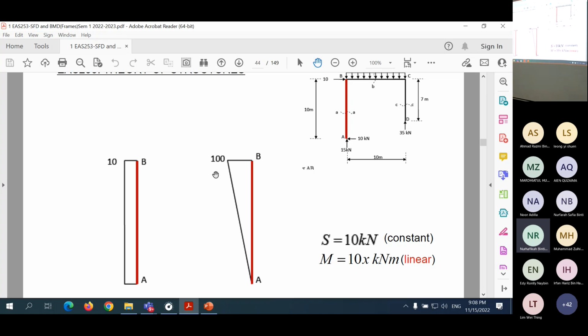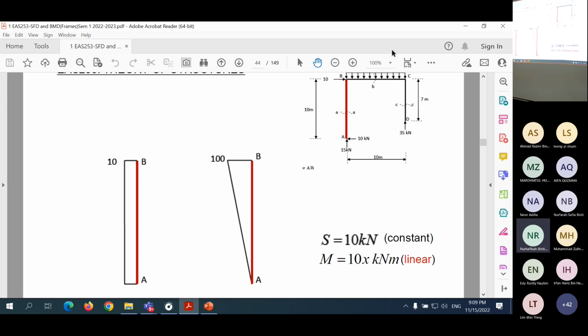So now we know if shear force is constant, then bending moment will be a straight line. If shear force is a straight line, bending moment is a curve. This is the same thing that happens in a beam as well. This is constant, so the axial force is constant, and your bending moment will be a straight line.